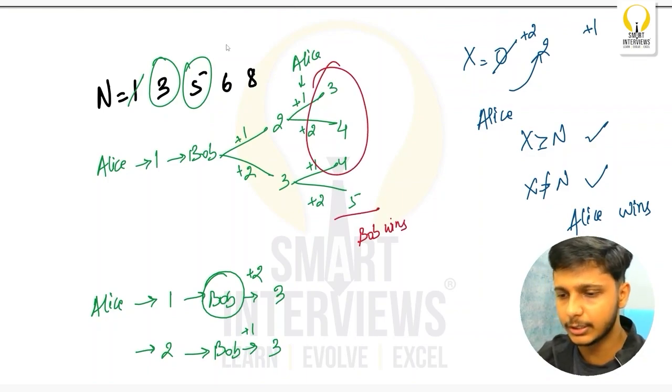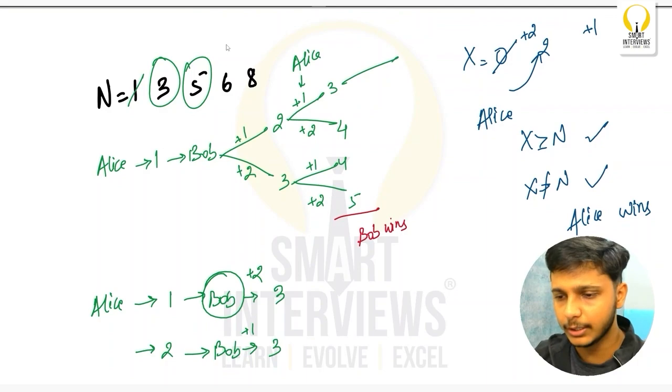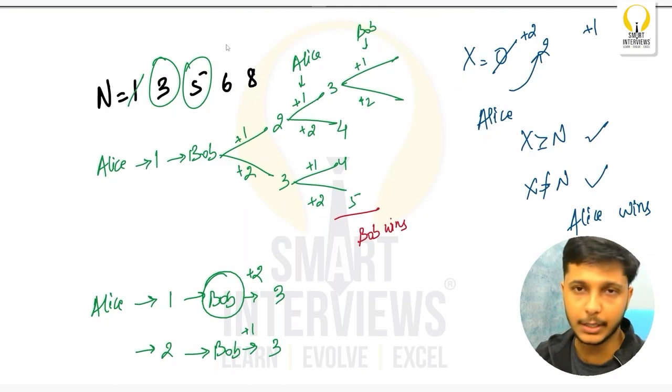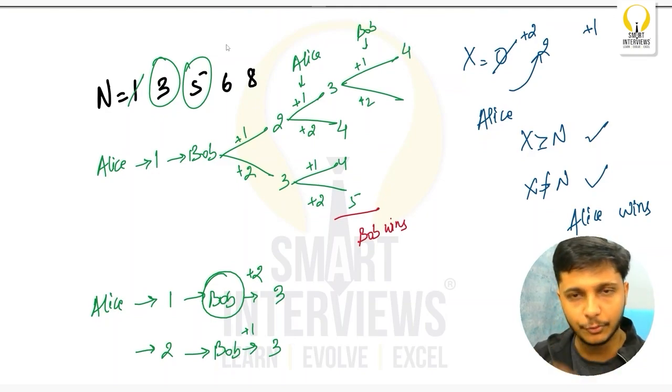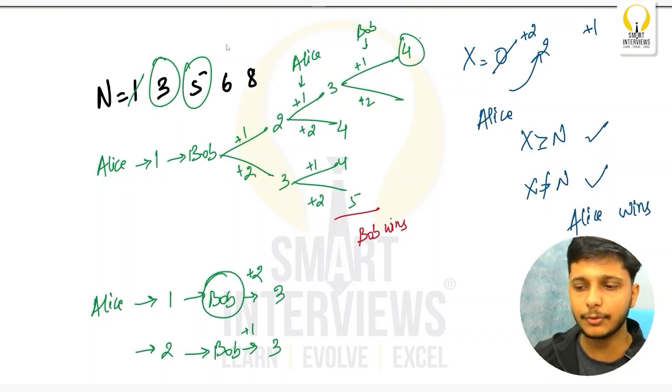Next, what about this 3? From this, again, Bob has the chance. He can make either plus 1 or plus 2. If Bob does plus 1, he'll get 4. Now from 4, what will Alice do? Alice will do plus 2, directly 6, and Alice will win the game.